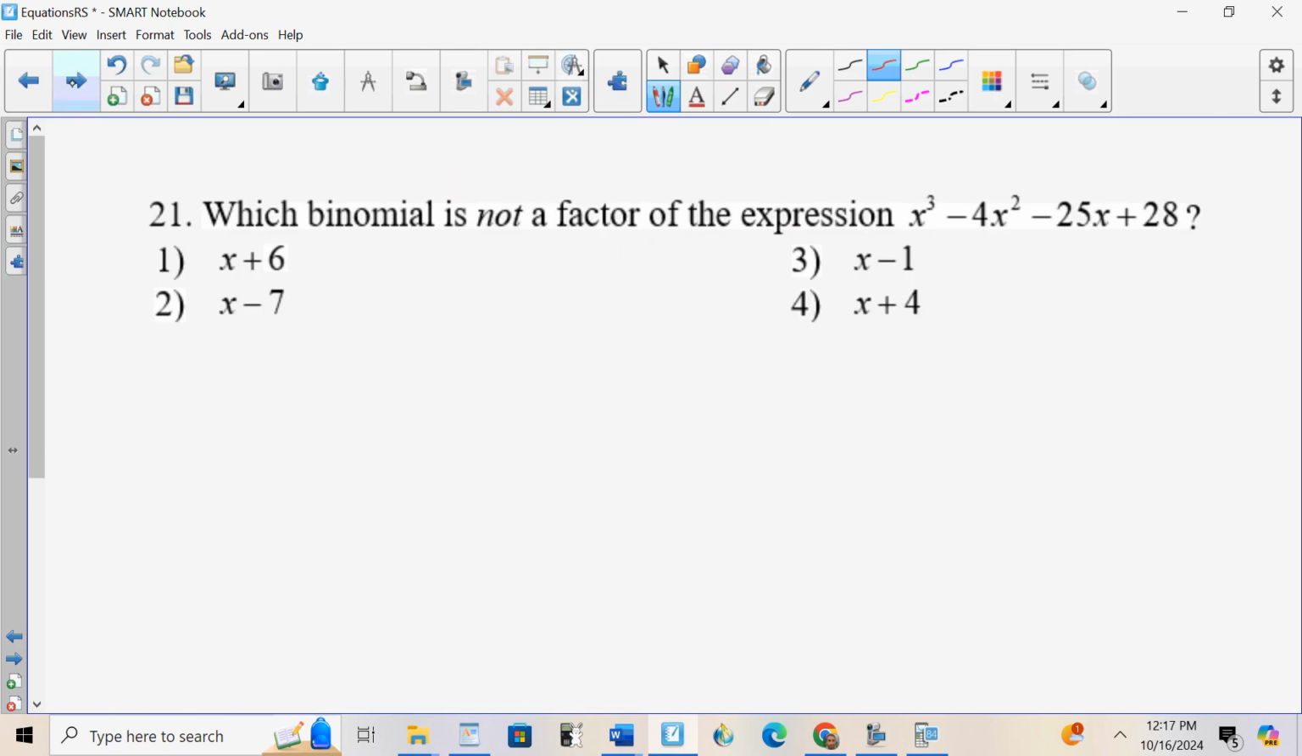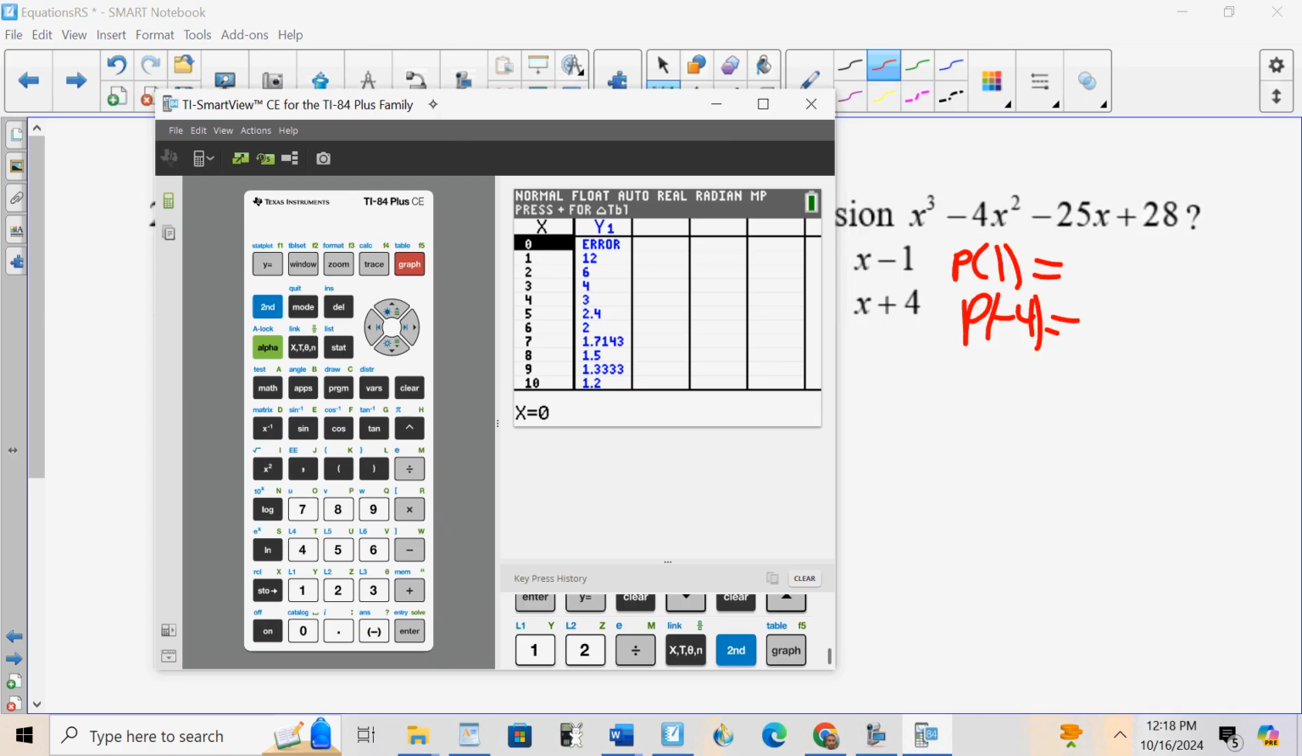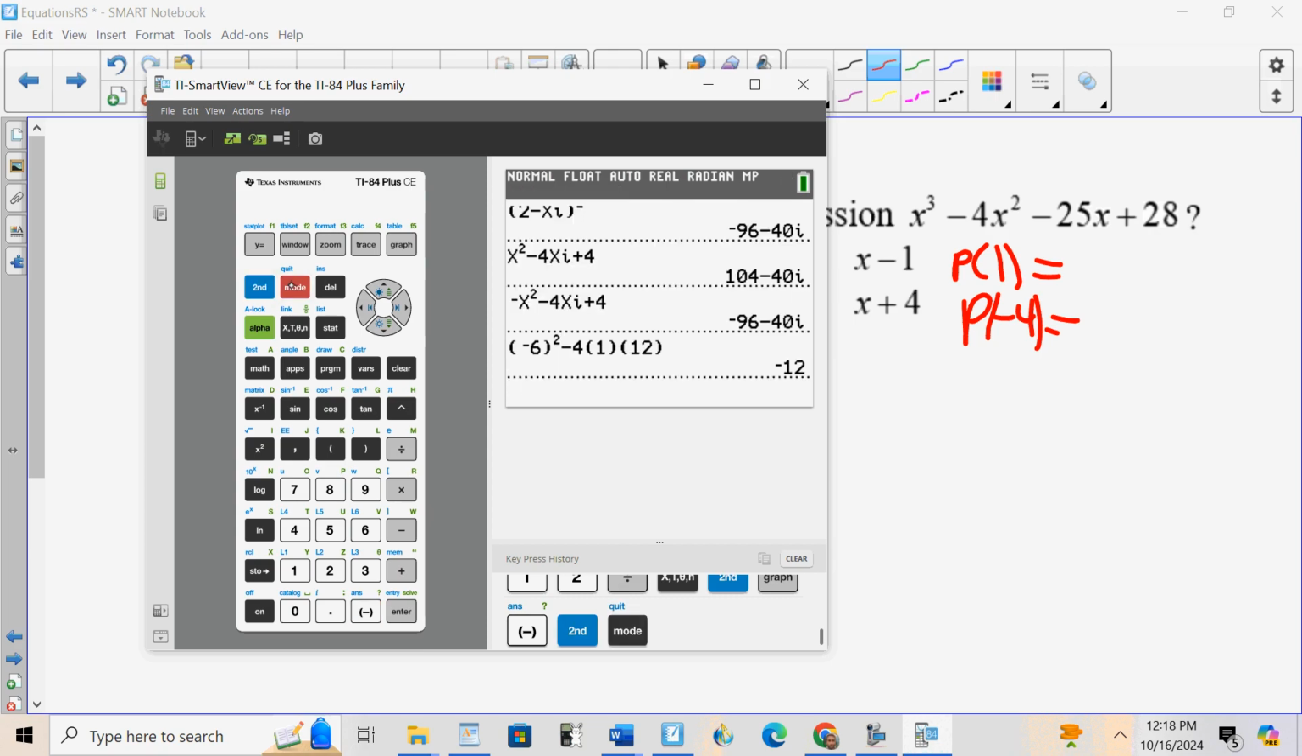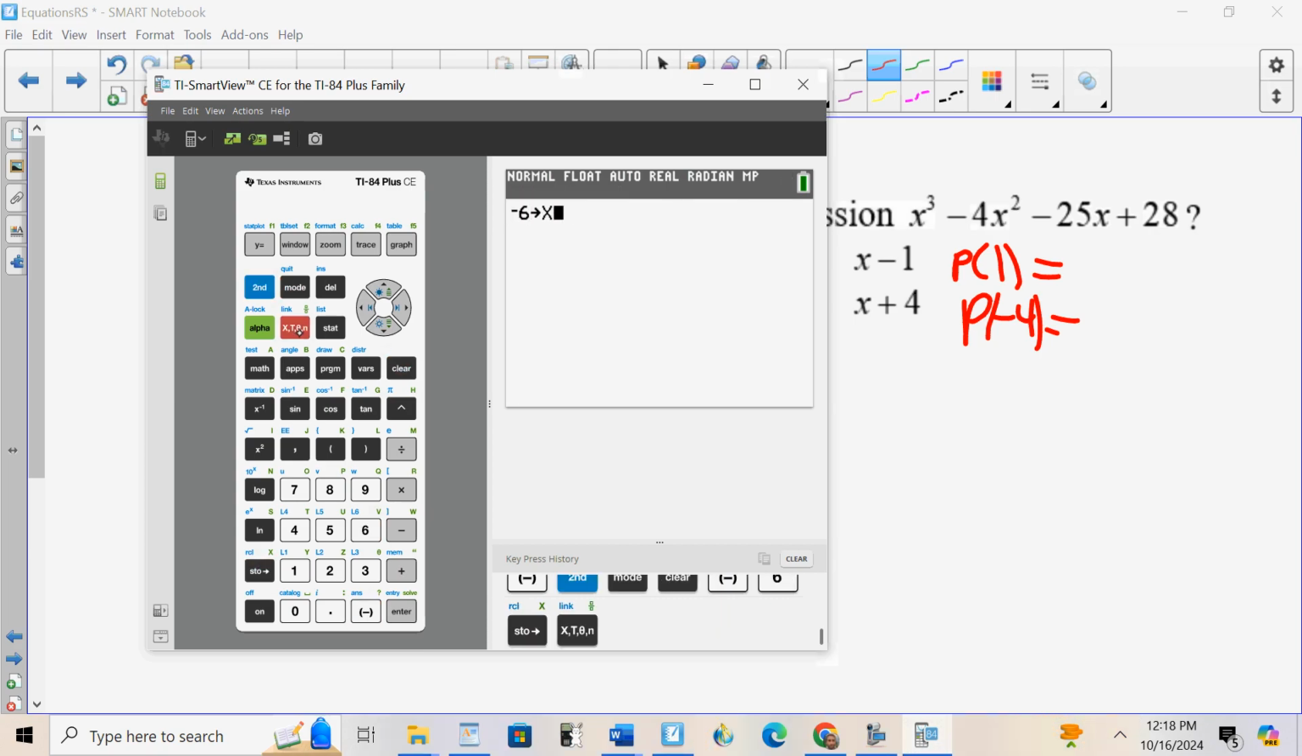And finally, a little bit of spiral review. Which binomial is not a factor? Well, to determine if something's a factor, I need to find the remainder using the remainder theorem, which is substituting the opposite of what I'm dividing by in for x. Storing will make this a lot easier. So if I want to substitute negative 6 in, I'm going to go negative 6, store as x. I'm going to type in x cubed minus 4x squared minus 25x plus 28. I get negative 182.